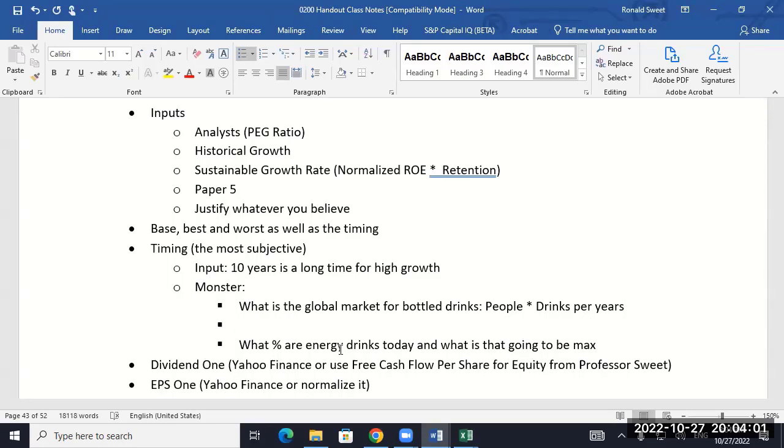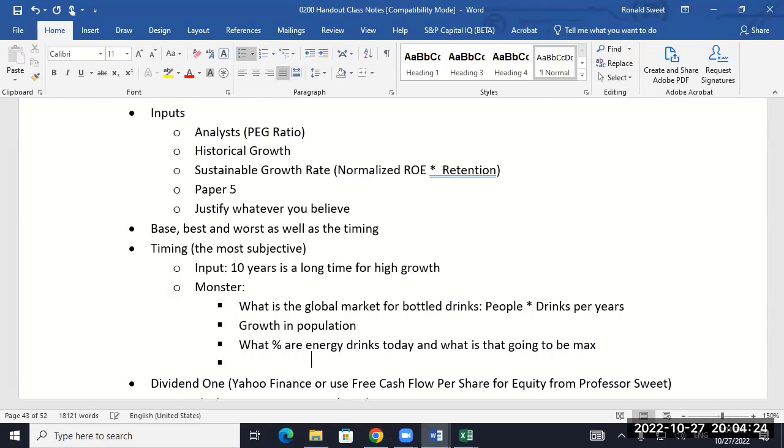You can also go with growth in population. That's a big part of what you're doing as well. So you're essentially trying to find some logical way to come up with a ballpark figure of what that growth rate can be. At some point, we talked about this before, Monster's growth rate is going to be population plus inflation. You can't do any more than that.